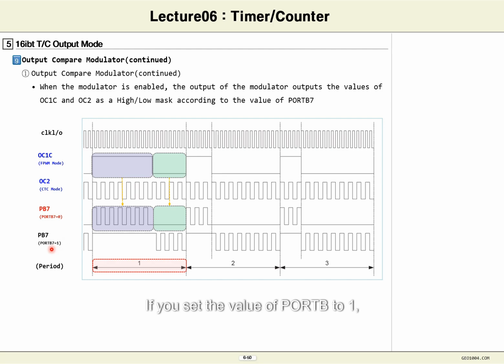If you set the value of PORTB to 1, the high part of OCR1C masks the OC2 part and outputs the low part of OC2 as is, resulting in a waveform like this. So as you can see from the modulated waveform, please be aware that the output varies depending on whether bit 7 of PORTB is 0 or 1. So far we have looked at all 16-bit output modes of the timer counter. Thank you.